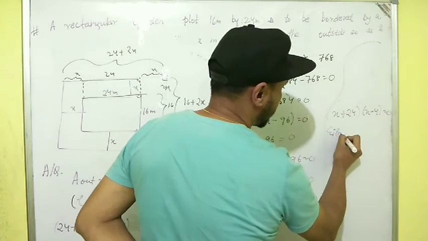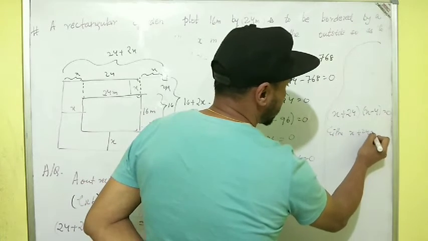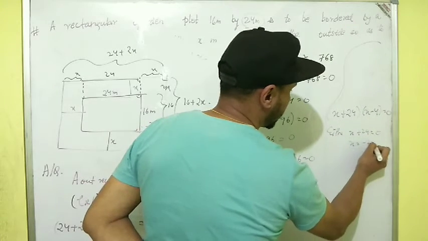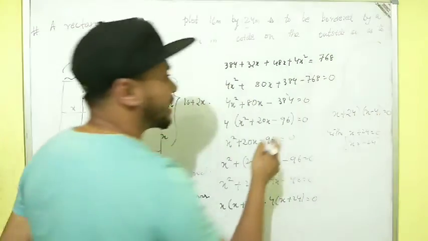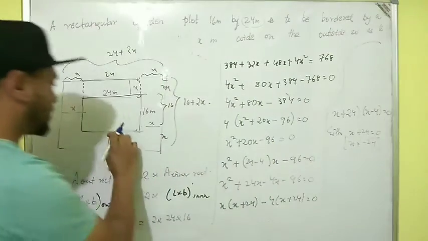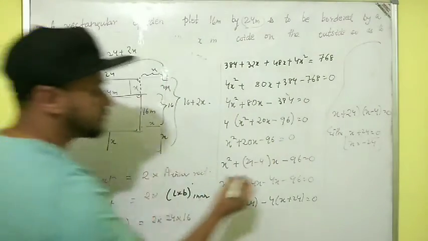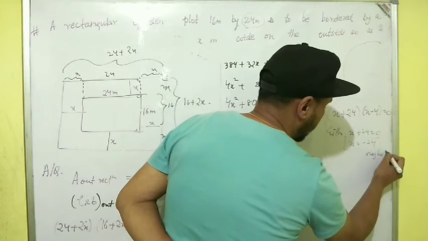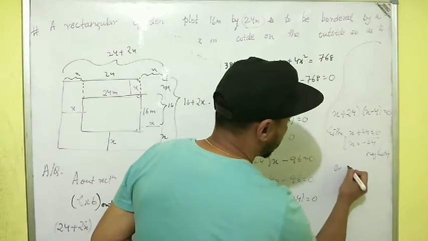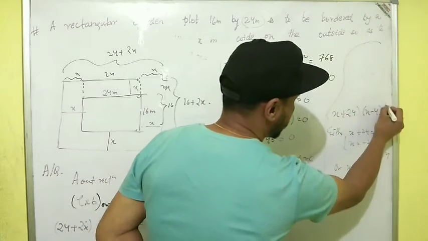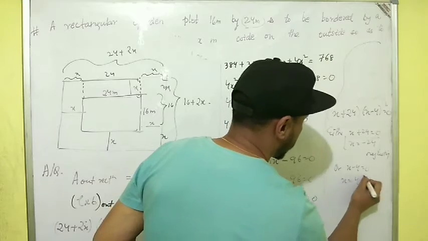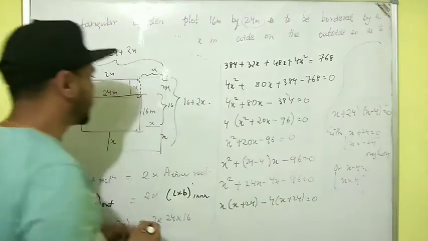Now either x plus 24 is equal to 0, x equals minus 24. Actually the question is we are finding the value of x, but since x is the width, it cannot be negative, so neglecting the negative value. Or x minus 4 is equal to 0. So x is equal to 4. So the value of x is 4.